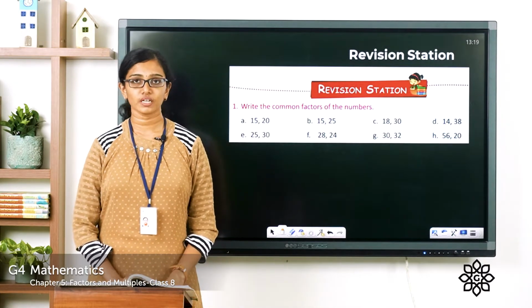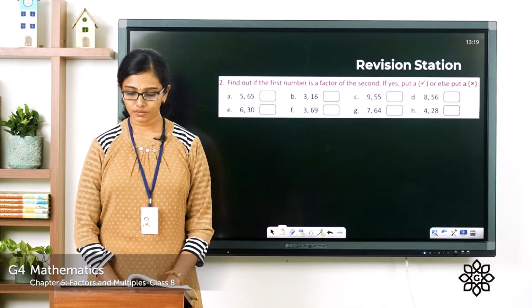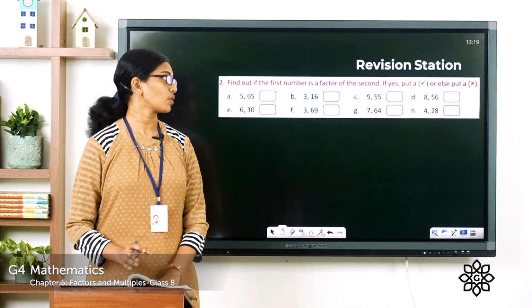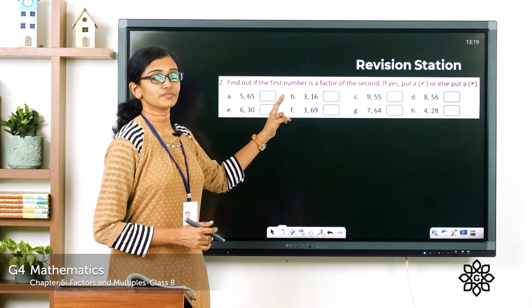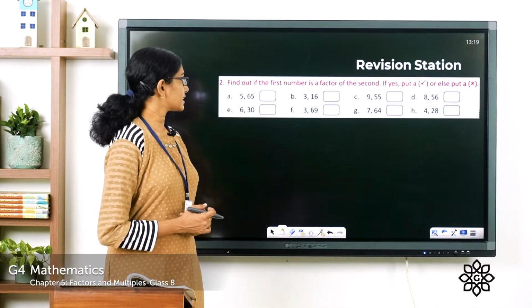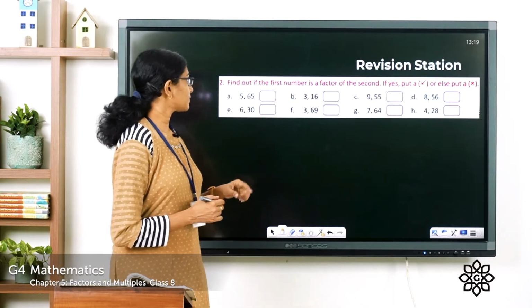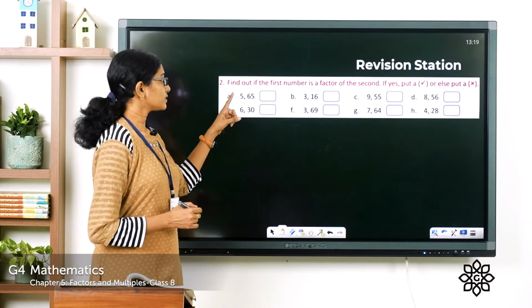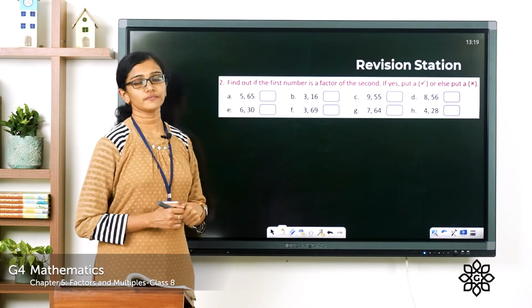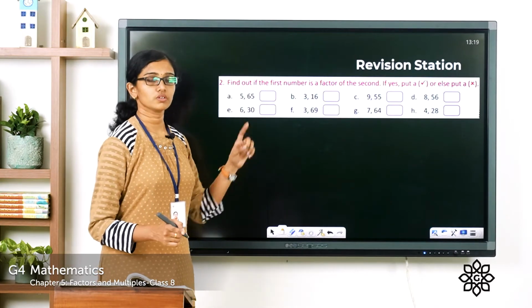Find out if the first number is a factor of the second. If yes, put a tick, or else put a cross. So what is given in the question? You are given a set of questions, and in each set you can see two numbers. A pair is given. You have to check if the first number, for example in this case 5, is a factor of 65, and if yes, you have to put a tick, and if no, you have to put a cross.